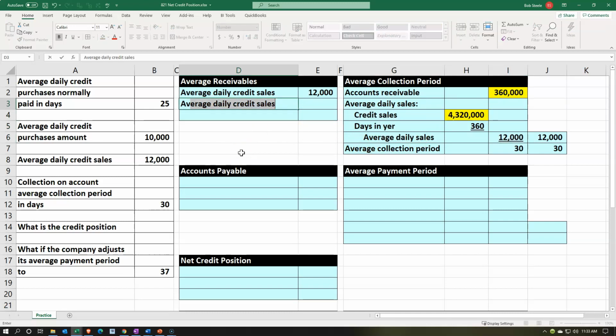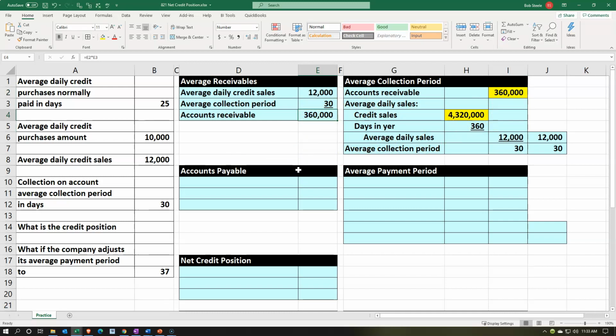And then we're going to take the average collection period, which is going to be equal to the 30. The 30, let's underline that. I'm going to say home tab, font group, and underline. And this is going to be then, I'm just going to call it accounts receivable, or average accounts receivable, which is going to be equal to the 12,000 times the 30. So that's just another way to get to that same number here.